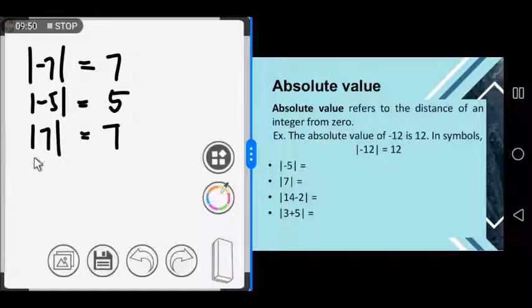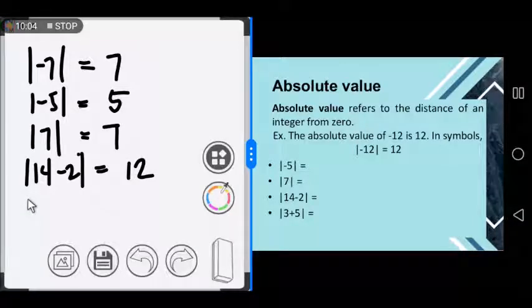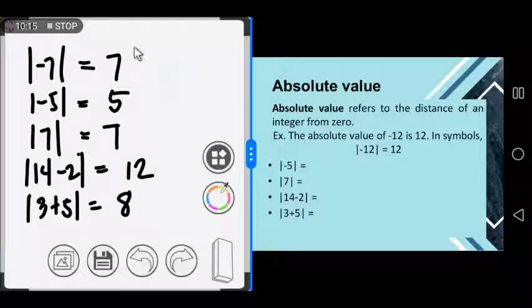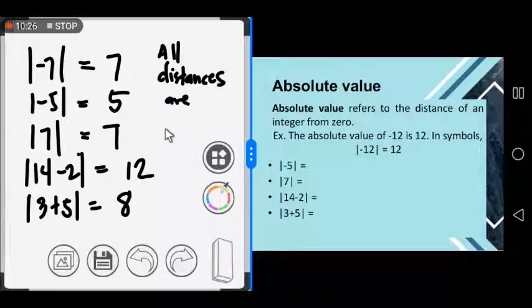Absolute value of 14 minus 2. Let us solve that one. 14 minus 2 is 12. So the absolute value of 12 is 12. Then, absolute value of 3 plus 5. Let us solve that one. 3 plus 5 is 8. And the absolute value of 8 is still 8. So always remember, absolute value or all distances are positive. That is why our answer is always positive.